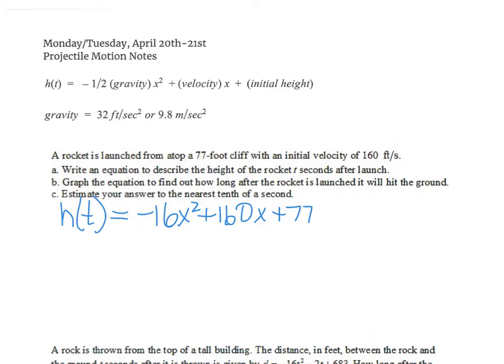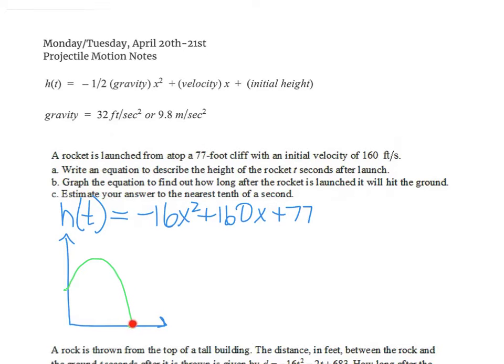Your graph, which we only care about quadrant 1, is going to look like this, where right here is that initial height 77, and right here is where it's hitting the ground. And it's going up, of course. It's following this path, going up until gravity starts pulling it back down. So that's 77 feet, and then it's launched up some certain height and comes back down and hits the ground.